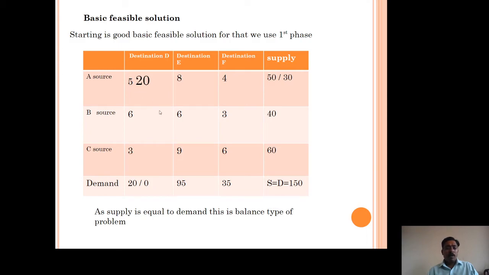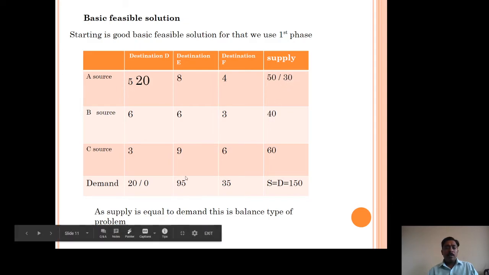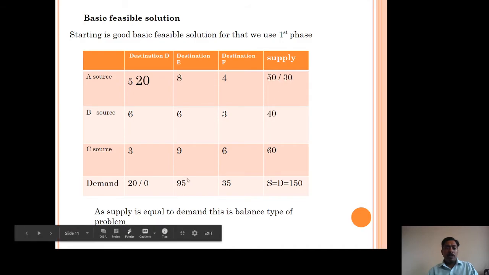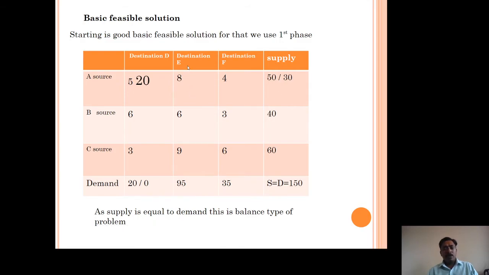The 20 we have allocated, and the demand for the destination is completed. Now how much can we allocate here? Okay, we can allocate a maximum of 30. How much is our requirement? That is 95. So the current availability is 30 only, though the requirement is 95 for destination E. So we can allocate only 30. If you allocate 30, this will become 0.